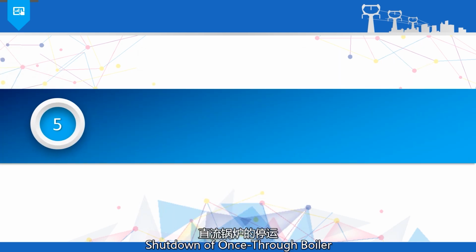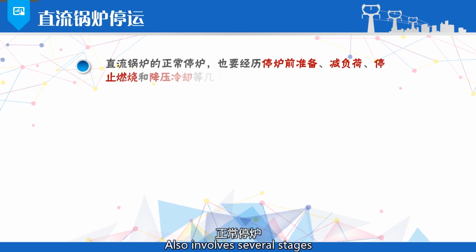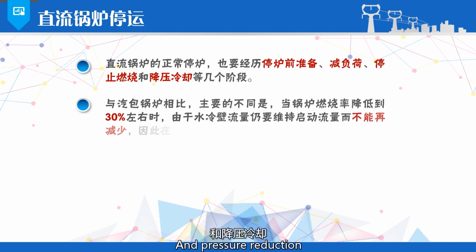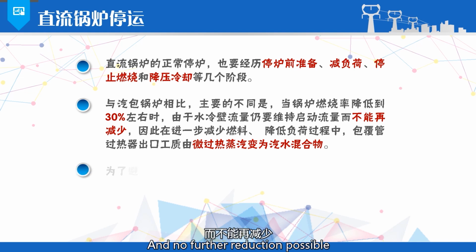Fifth, shutdown of once-through boiler. The normal shutdown of a once-through boiler also involves several stages, including preparation before shutdown, load reduction, flame out, and pressure reduction and cooling, compared to drum boilers. The main difference is when the boiler's combustion rate drops to around 30% due to the need to maintain the water wall flow at the startup flow and no further reduction possible.